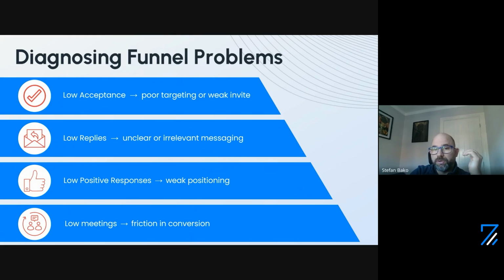If replies are low, you don't change targeting of messages. If people reply but don't convert, you fix your offer or your call to action. So this is what makes optimization efficient. You're always solving the right problem.